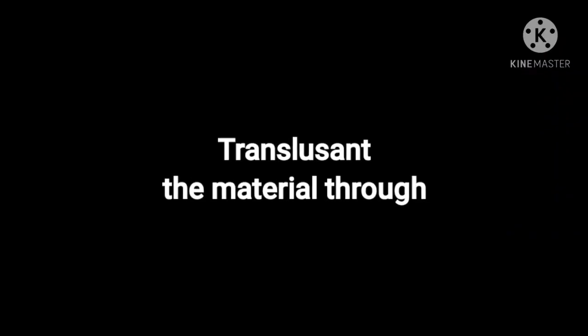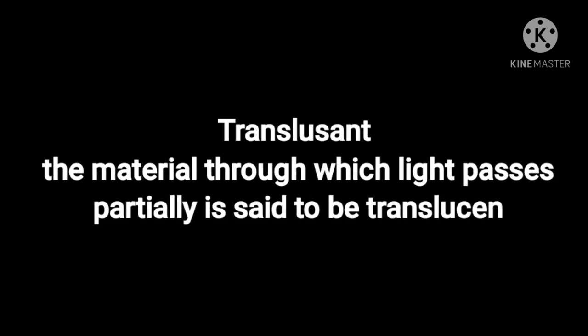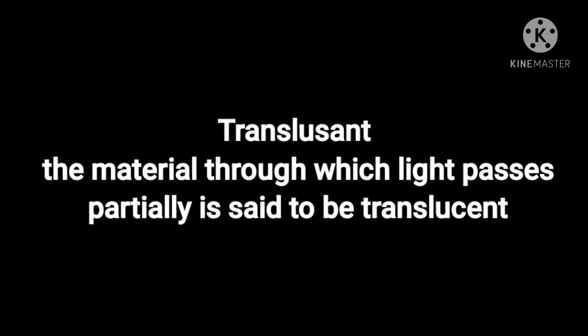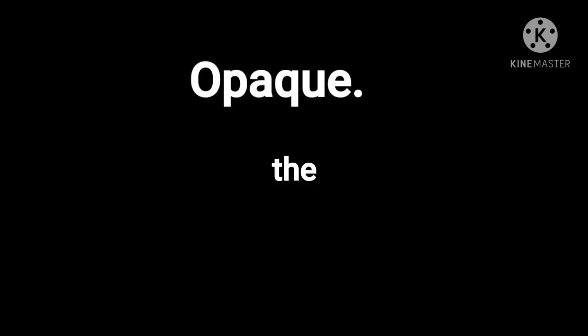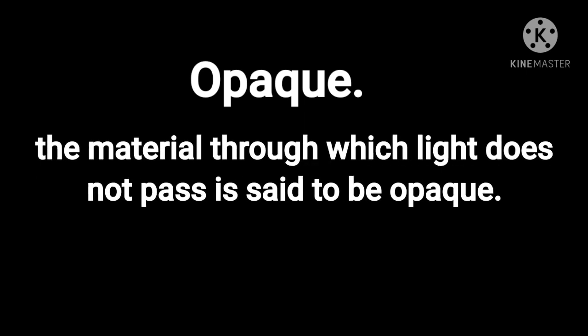Next is translucent. What is meant by translucent? The material through which light passes partially is said to be translucent. And the third one is opaque. The material through which light does not pass is said to be opaque.